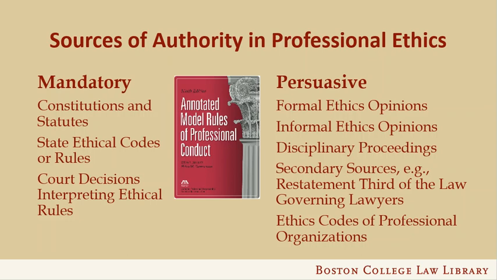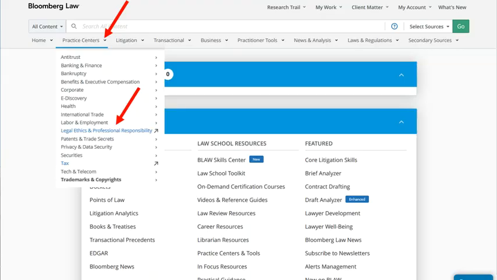You're also bound by the ethical code or rules from the state in which you are practicing. There are also a number of highly persuasive authorities which, while not binding, are very useful in dealing with ethical issues. These include both formal and informal ethics opinions from your state or local bar and the ABA, disciplinary proceedings, the Restatement Third of the Law Governing Lawyers, and ethics codes of professional organizations.